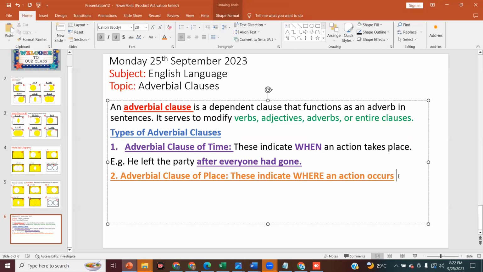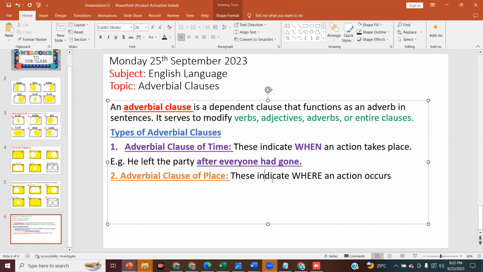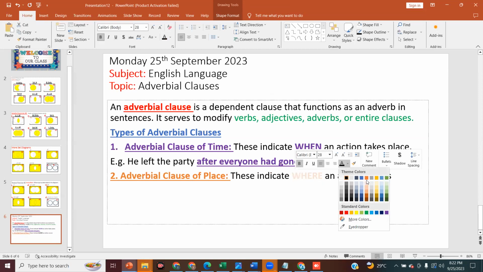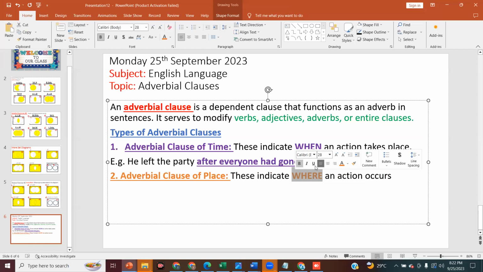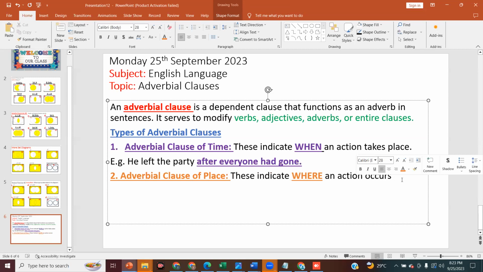So if I want to tell you where an action occurs, what type of clause would I need? I would need an adverbial clause of place, because I want to tell you where something happens. But if I want to tell you when something happens, I would need an adverbial clause of what? Of time. Okay. Good.